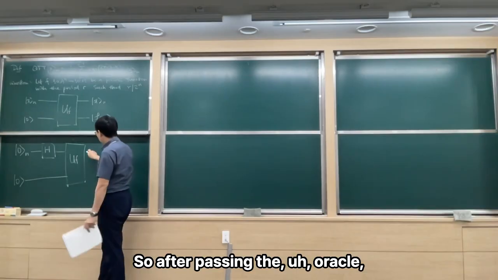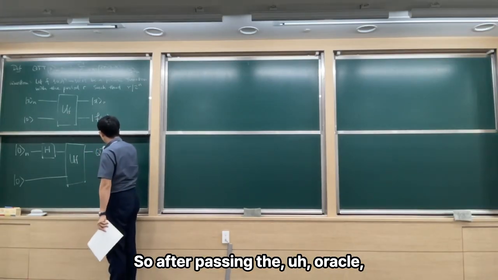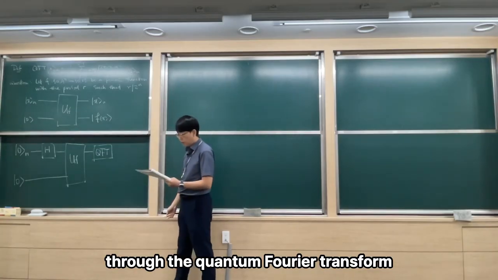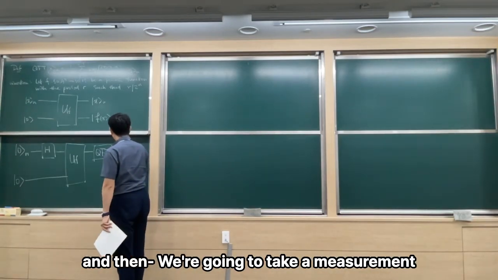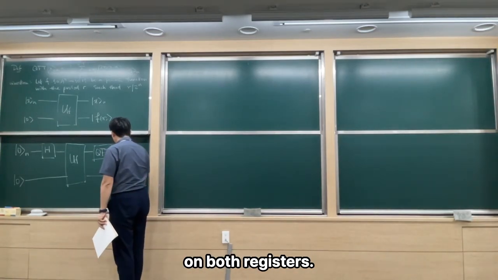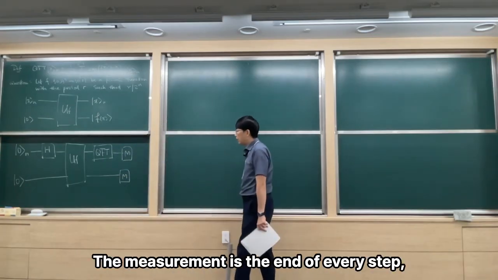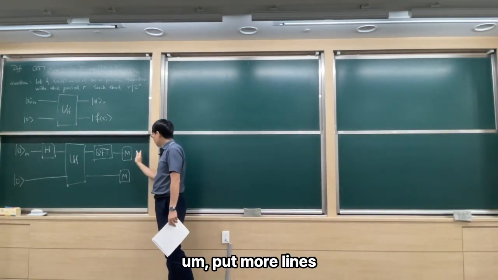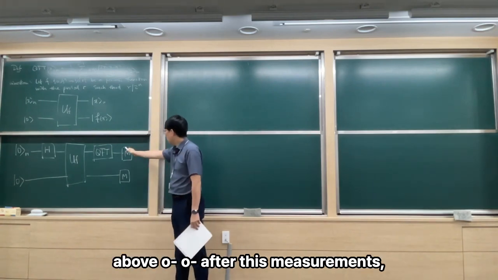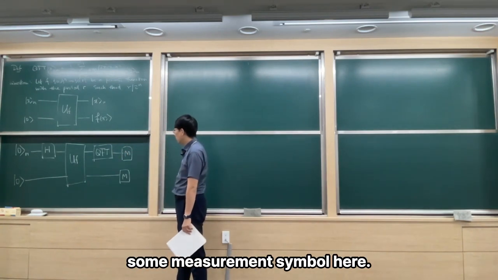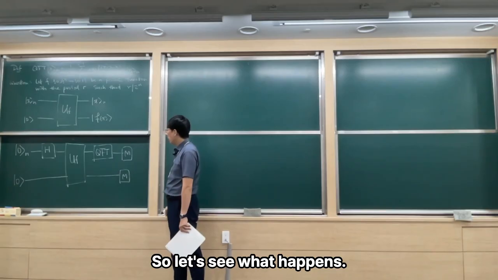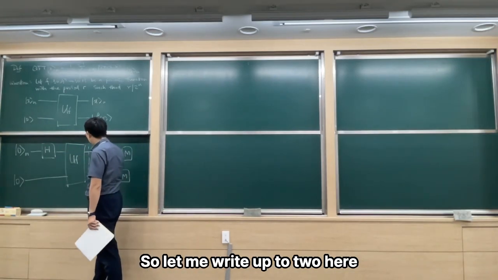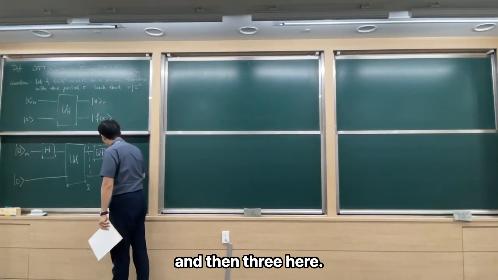After passing the oracle, we pass the input register through the quantum Fourier transform, and then we take a measurement on both registers. Measurement is the end of every step, so we don't put more lines after this measurement symbol here. So let's see what happens. This is 0, 1, 2, so let me write up to 2 here, and then 3 here.